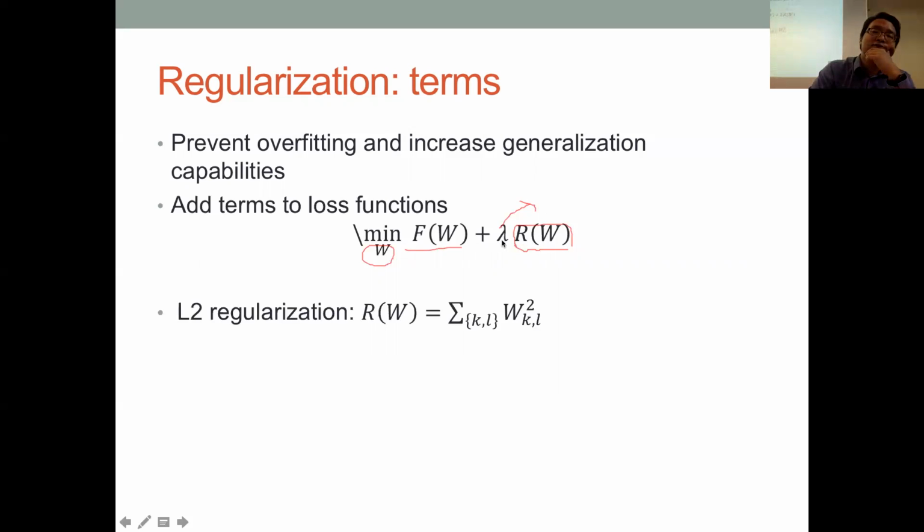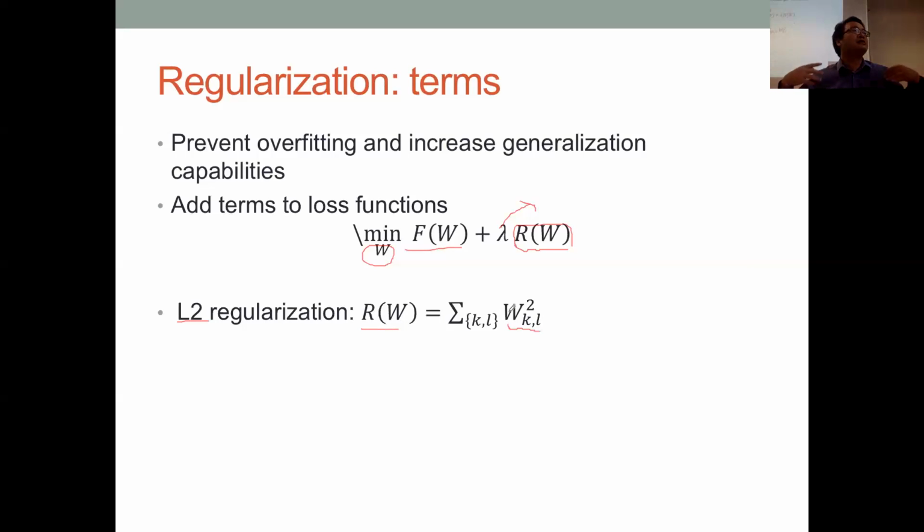For example, if we define R(W) as L2 regularization, we take a sum over k and l, over every single filter weight, and take the square of each one, because we don't care about positive or negative. That means if you minimize this term, we hope W, the filter weights, to be as small as possible.